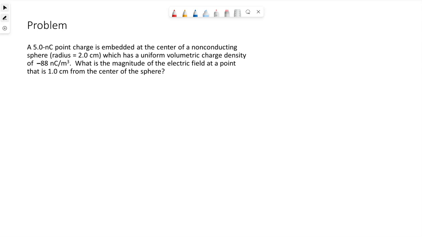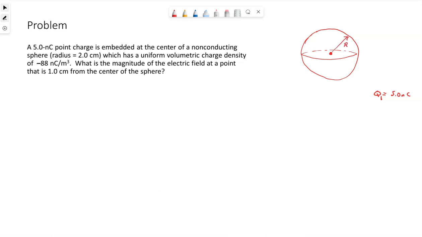All right, so I'm going to draw a picture representing my point charge in the middle. I'm going to call that one Q1. So 5 nanocoulombs. It is embedded at the center of a non-conducting sphere. I apologize, that's not a very pretty sphere.